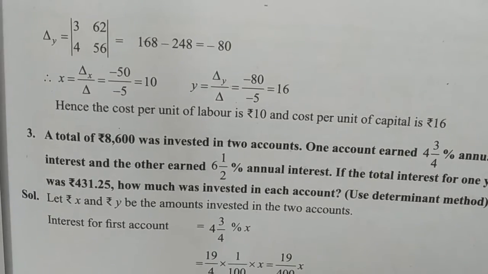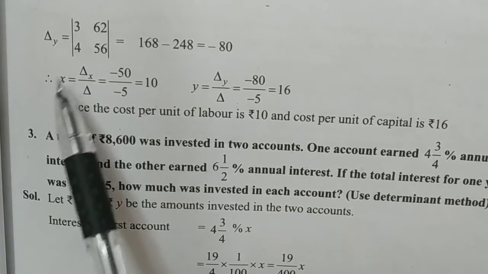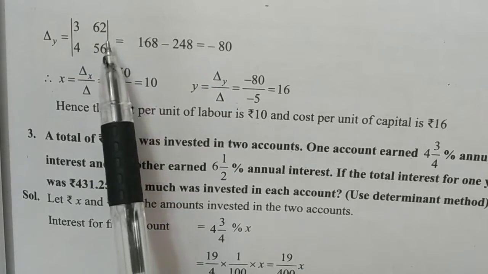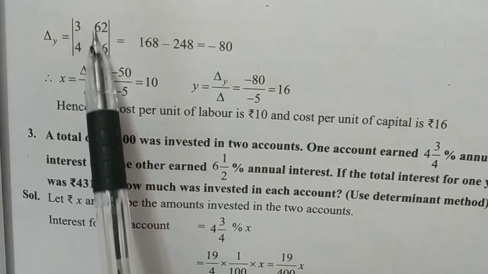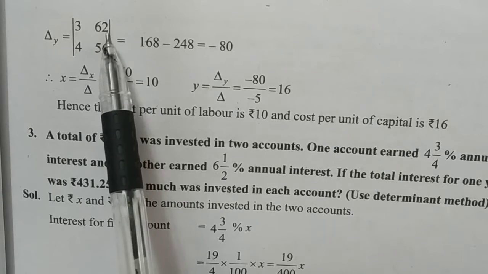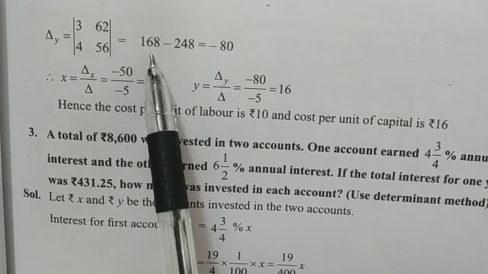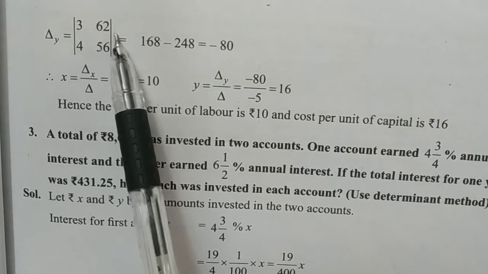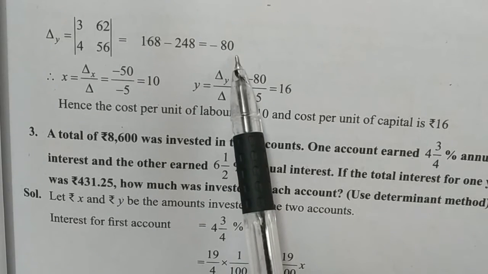In delta y, replace the second column. In delta, the first row is 3, 2 and the second row is 4, 1. So replace the second column with the constant values, 62 and 56. So 3 into 56 is 168, minus 4 into 62 is 248, that is equal to minus 80.